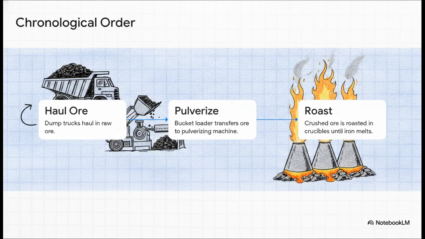Step 1, dump trucks haul in the ore. Step 2, a bucket loader transfers it over to be pulverized. Step 3, the crushed ore is roasted in crucibles. You see? It creates a logical, narrative timeline that the reader can easily follow.